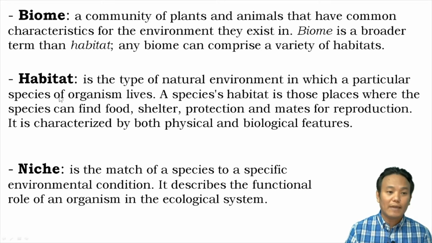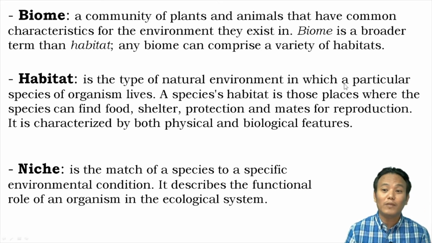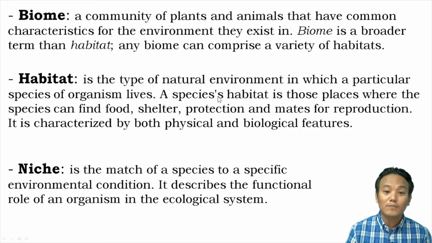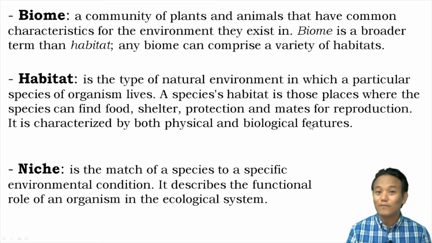What do you mean by habitat? Habitat is a type of natural environment in which a particular species of organism lives. So it is a simple definition. A species' habitat is those places where the species can find food, shelter, protection, and mates for reproduction. The habitat is the place where the species survives, right? It finds food, shelter, protection, and mates for reproduction as well. And it is characterized by both physical and biological features that we discussed, right? An organism has to constantly interact with its biotic and abiotic factors. That's what it means over here.